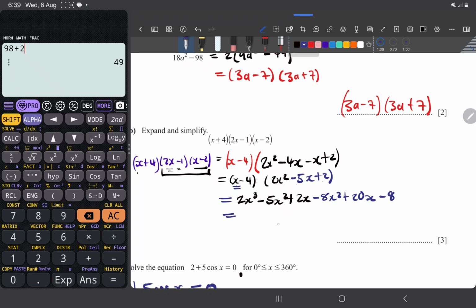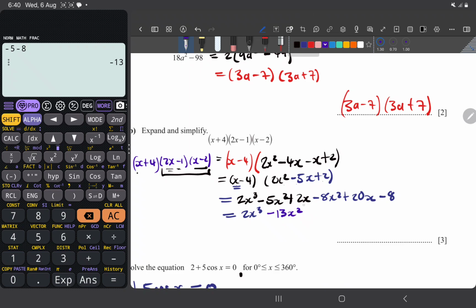Now let's simplify. So what do we have? It is 2x cubed. It's the only thing with an x cubed. Now let's deal with the things that have x squared, and we only work with the coefficients. We have negative 5x squared and negative 8x squared. So when you put in the calculator, we'll say minus 5 minus 8, we're going to get negative 13. Of what? Of x squared.